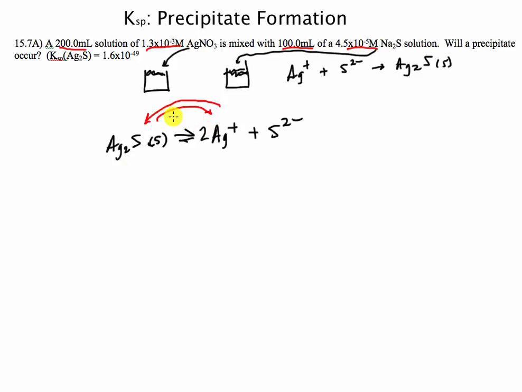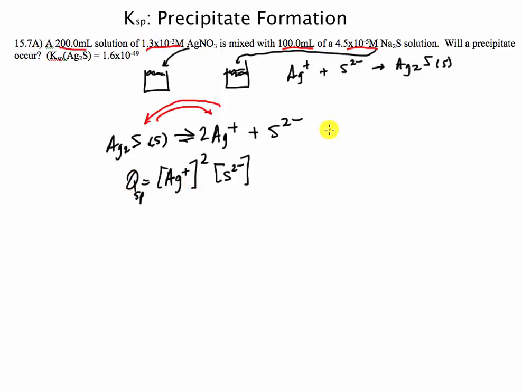So how do we know if a reaction shifts left or right? Well, given these conditions, we're going to calculate Q for the initial conditions, the conditions that they're giving us. So we're going to calculate Q for silver ions squared, and my sulfide ions to the first power. So there's my Ksp, if you will. These are for the conditions that are given in the problem.